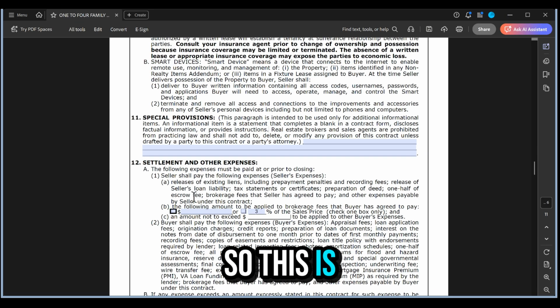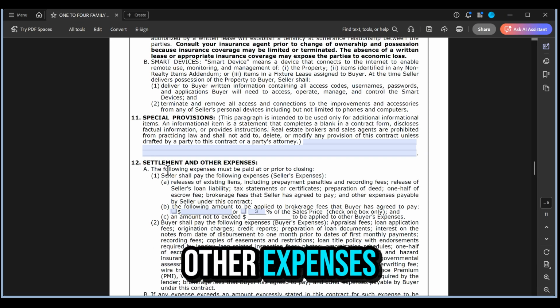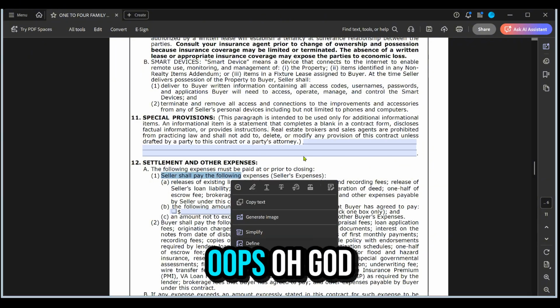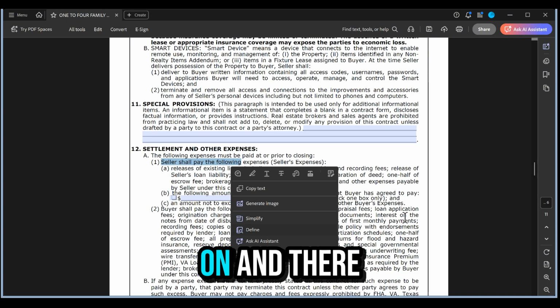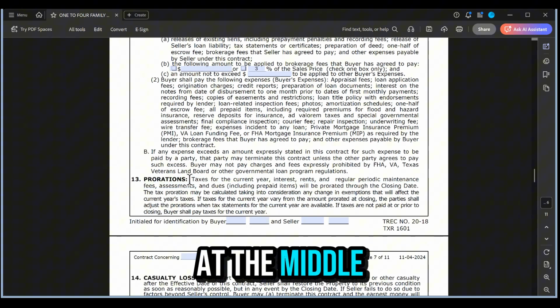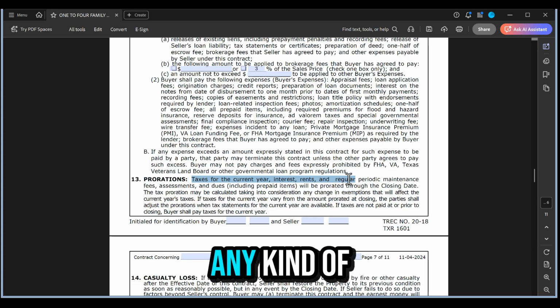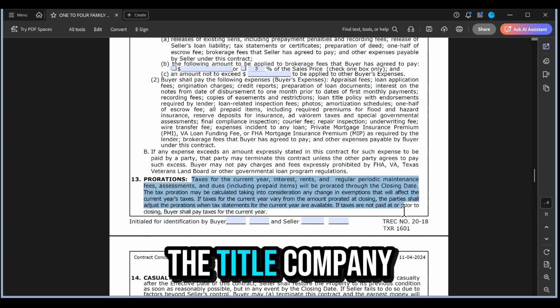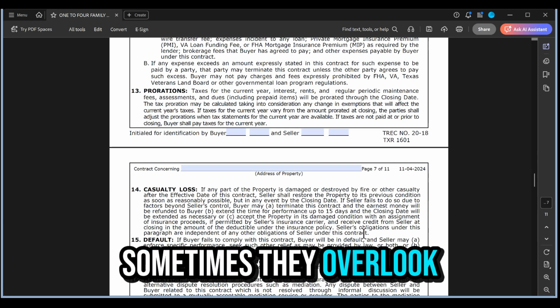Okay, so this is basically what settlement and other expenses the seller shall pay, and their prorations. Basically, if you close in the middle of the year, they're going to prorate the taxes, any leases, any money that's due. They'll do that at the title company, and you need to make sure they do it. Sometimes they overlook that. That's true.